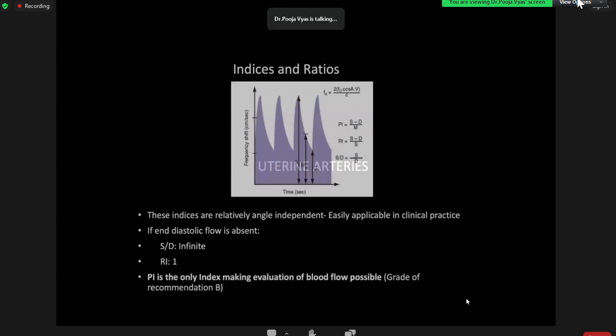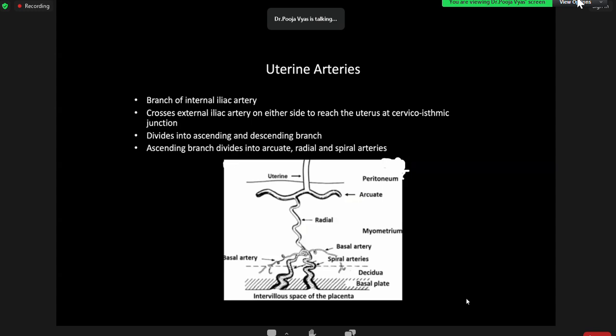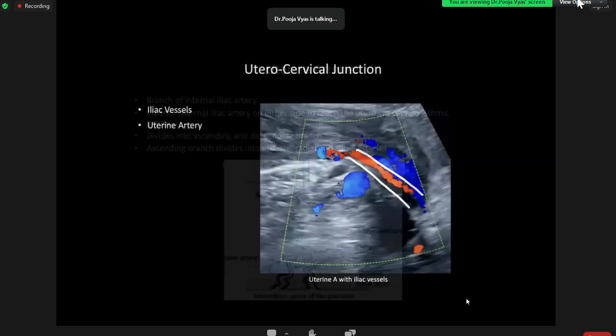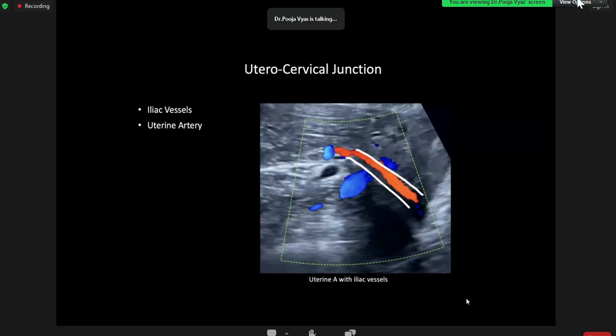Now moving on to uterine arteries. In uterine artery, we have seen that PI is very important and PI is the only thing that should be taken into account for the uterine artery. Now, uterine artery is a branch of internal iliac artery, and we take uterine artery measurement at the cervico-isthmic junction because beyond that it starts dividing into arcuate, radial as well as spiral arteries. So I've seen over here uterine artery and the iliac junction. That's where we are going to take the uterine arteries.